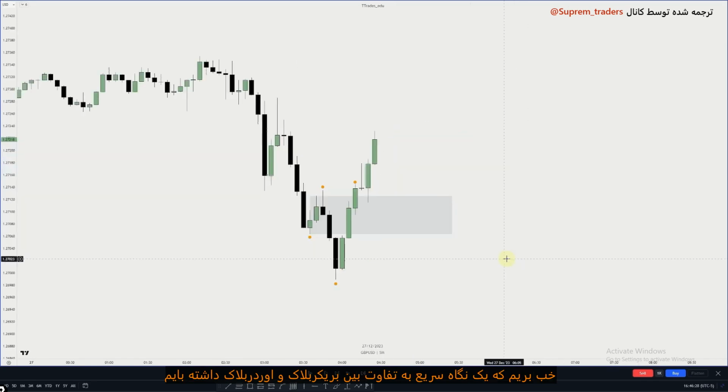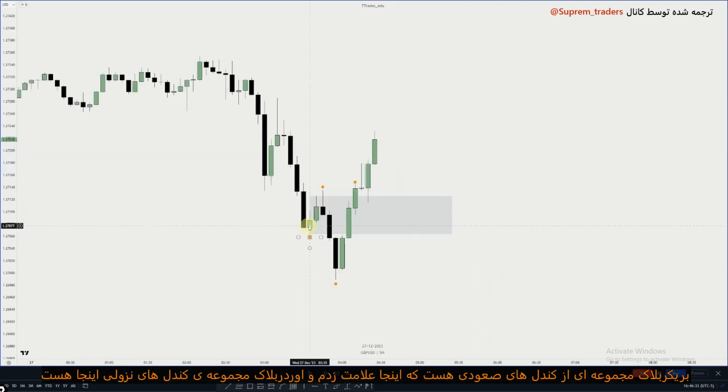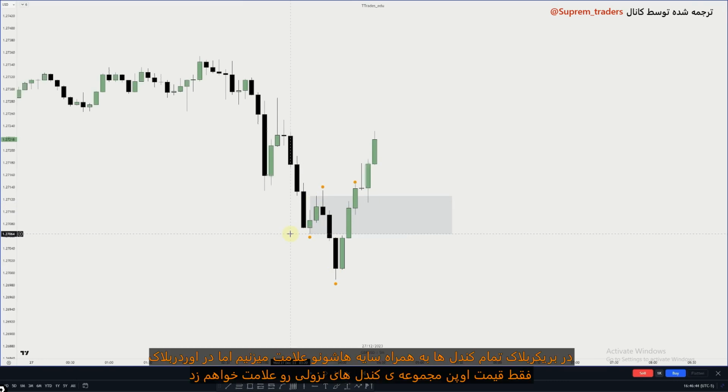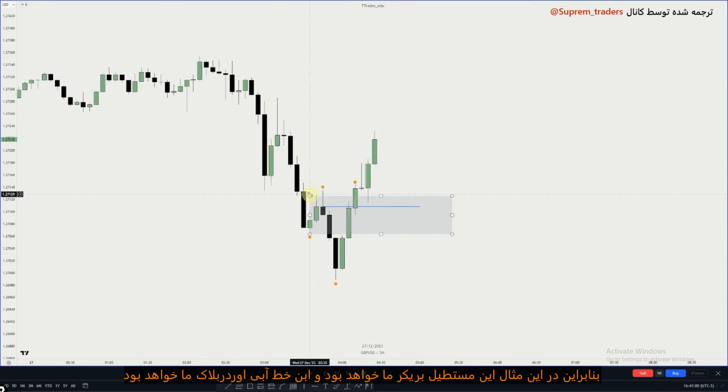Now let's take a quick look at the differences between a breaker block and an order block. A breaker block is the series of up close candles here, and an order block is the series of down close candles here. With a breaker block, I mark out the whole series of the candles, including the wicks, while with an order block, I will just mark out the opening price in that series of up close candles. So in this example here, the rectangle would be the breaker block, and the blue line would be the order block. They are going to refer to price action at a similar level. However, they are different concepts.